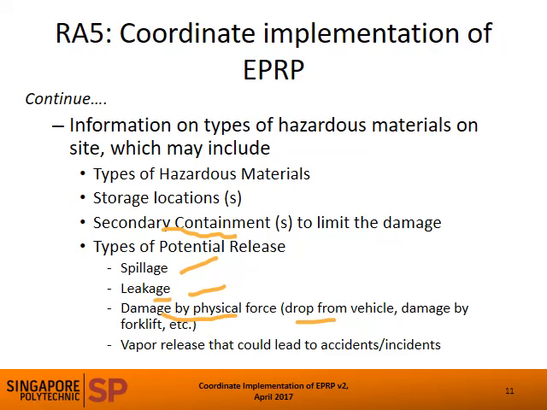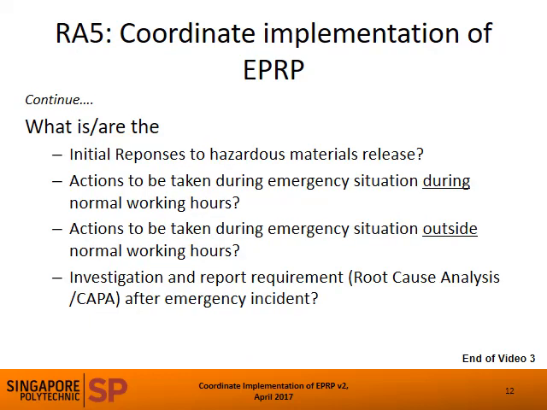The other dangerous occurrence might be vapor release. Vapor release can be very dangerous because the vapor can actually cause an explosion if you are not careful. I also need to consider the initial response to hazardous material release. If there is a hazardous material release, what is the initial response that I need to do? At least my hazmat team has to be there, and then they have to contain the chemical and build up the spill kit, etc.